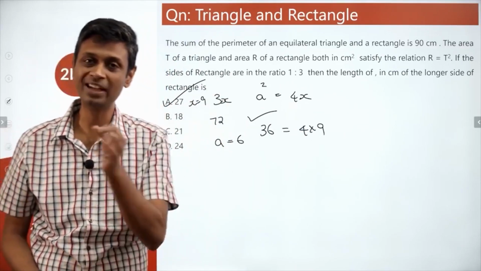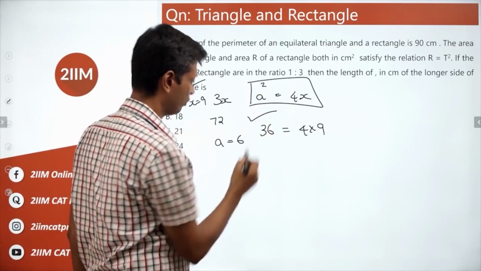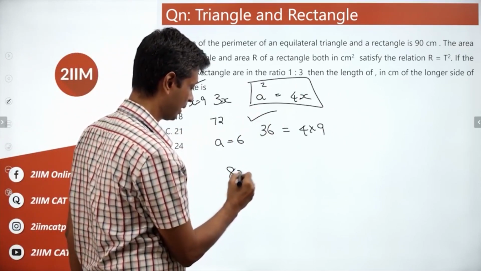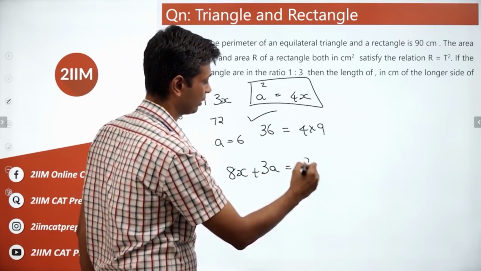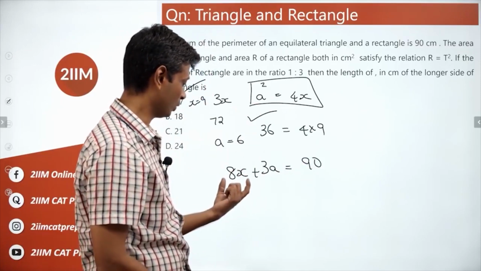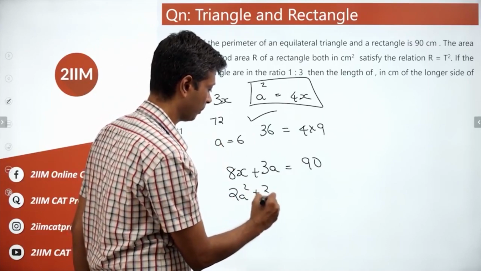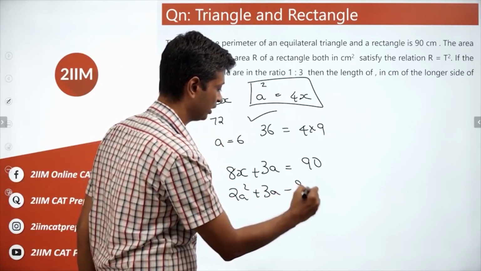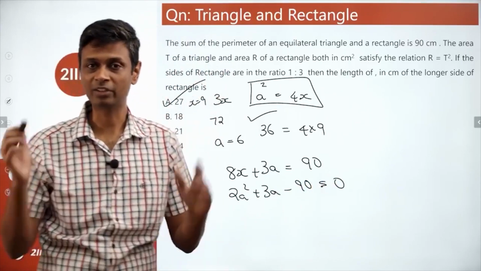If we want to still avoid trial and error, we know a square equal to 4x. We know 8x plus 3a equals 90. A square is 4x, so 8x would be 2a square. 2a square plus 3a minus 90 equal to 0. Solve that. We'll get some expression for a and then we can simplify and solve for that.